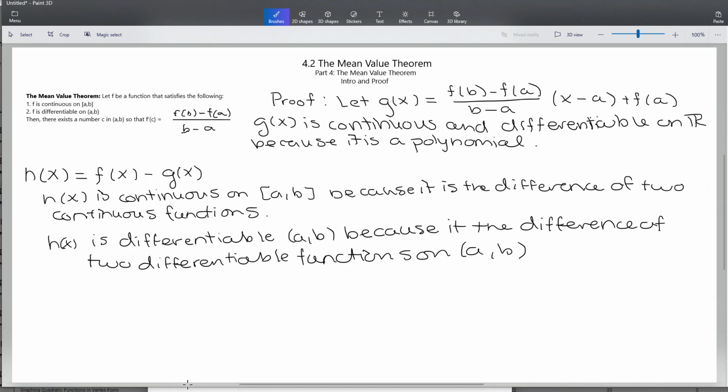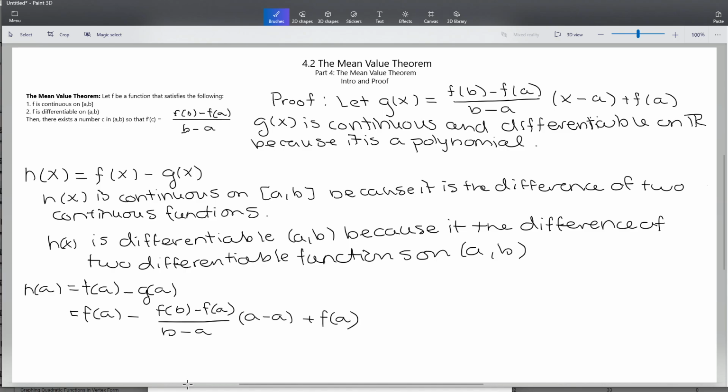Okay. And then the last thing is we want to check what h of a is and what h of b is. Okay, so h of a is going to be f of a minus g of a, right? And we remember we know what g is, right? So this is going to be f of a minus f of b minus f of a over b minus a, right? Times a minus a plus f of a.